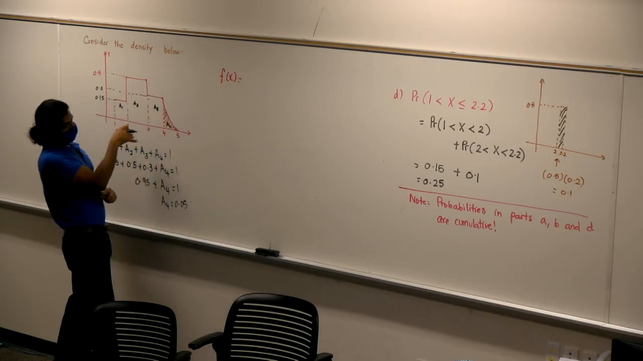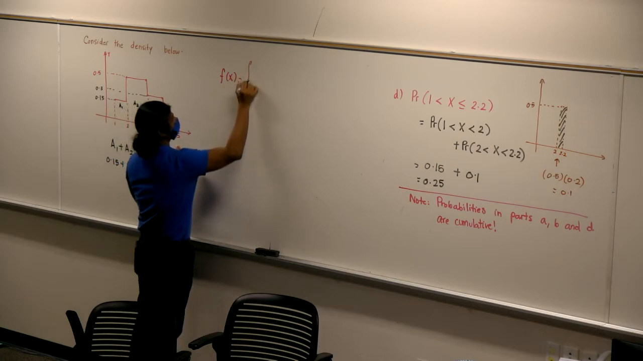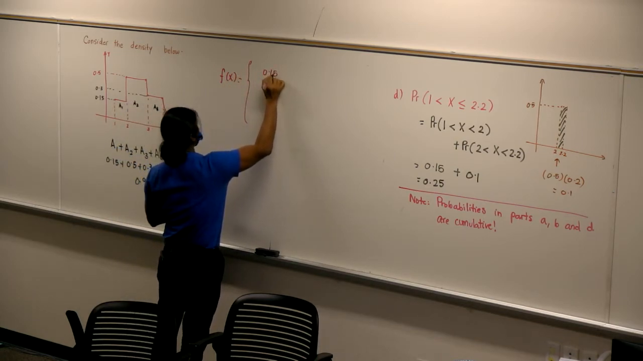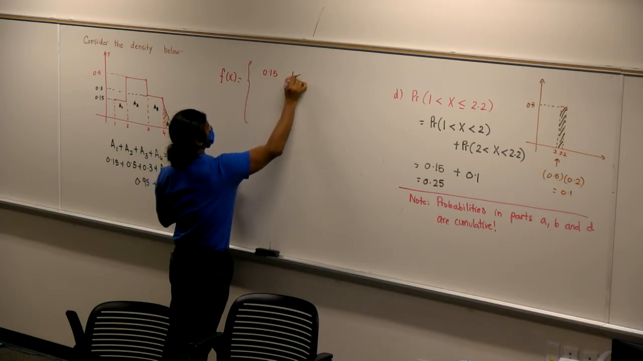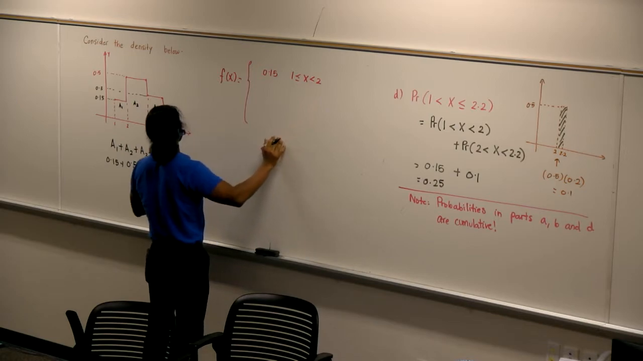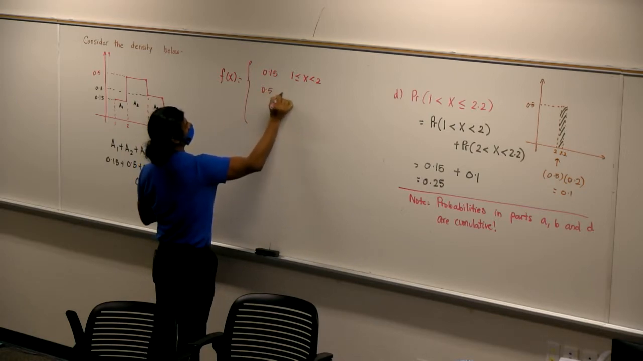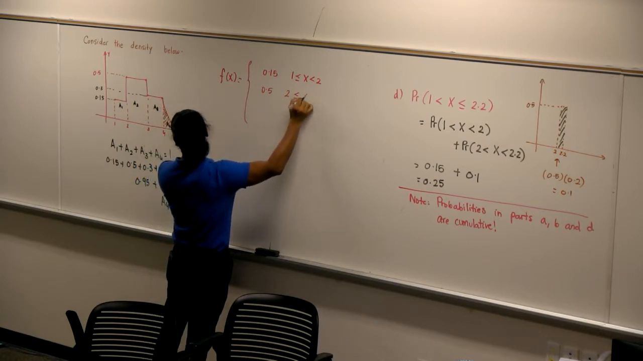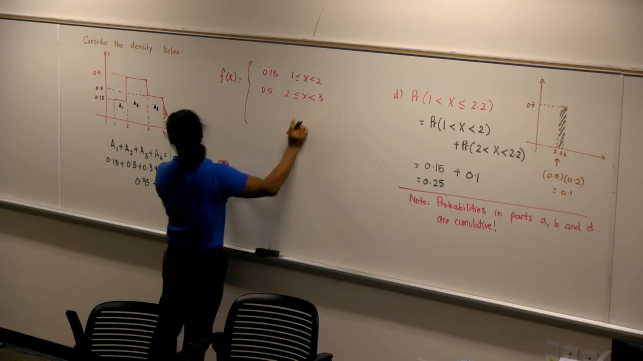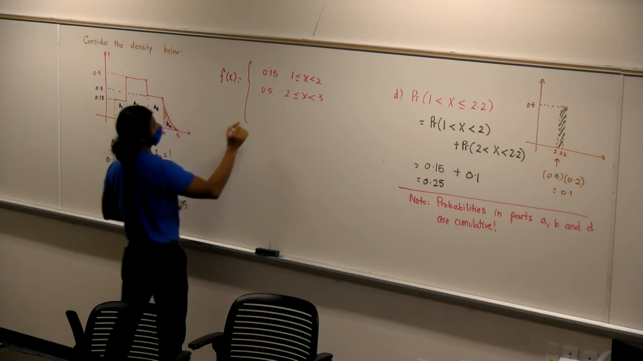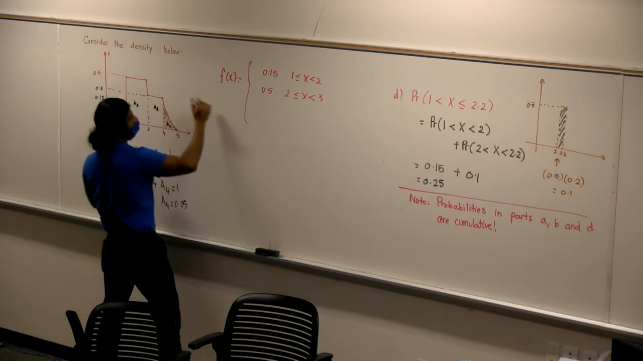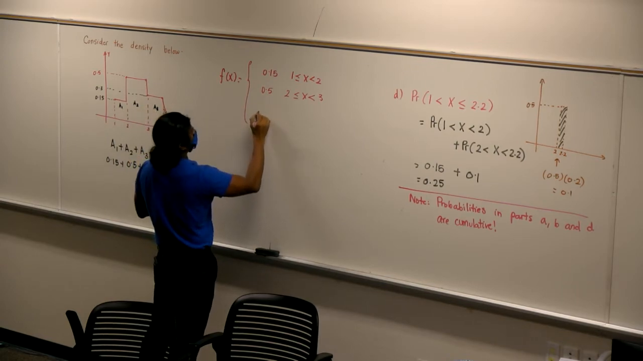So if I have to write f of x here, it would be 0.15 for 1 less than or equal to x less than 2, 0.5 for 2 less than or equal to x less than 3. Probably put open dots, but that's okay.